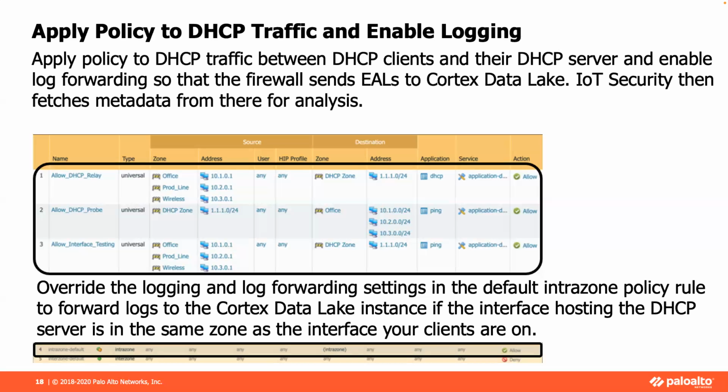You need to allow and be able to match and log these DHCP requests so that we can see them. We can do our device ID and determine what sort of device it is and what sort of rules we think you should use. So you need to create these intrazone security policy rules with allows, send those to Cortex Data Lake so we can see them, and now we can tell you what to do.